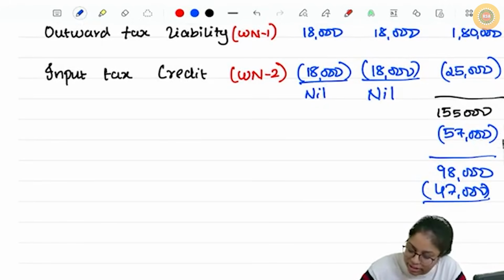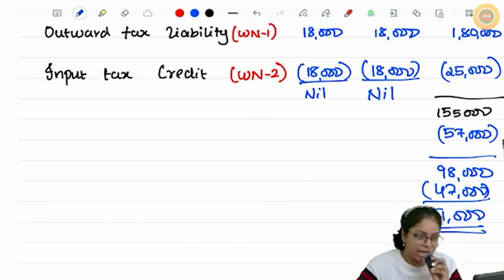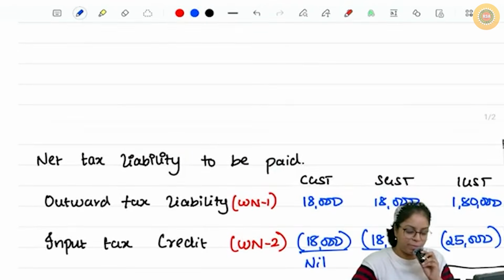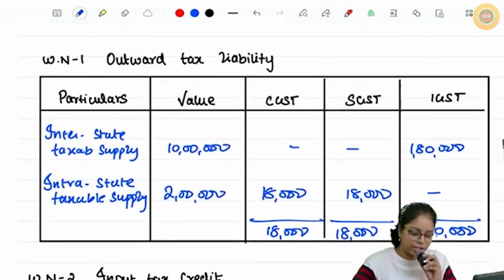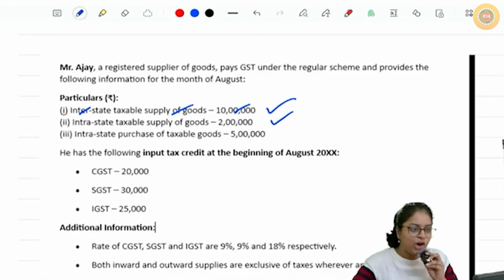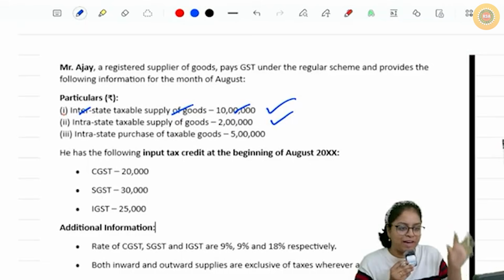98,000 minus 47,000. 51,000 is to be paid in cash. IGST 51,000 is to be paid in cash. So this is your entire question number 1. Very simple, no complicated adjustments. You just have to place it.